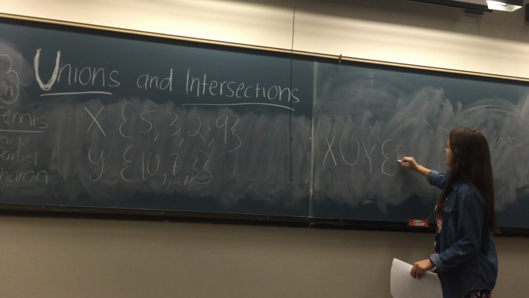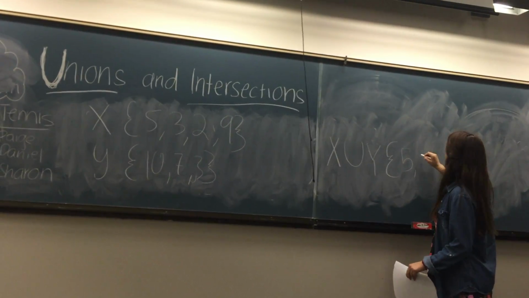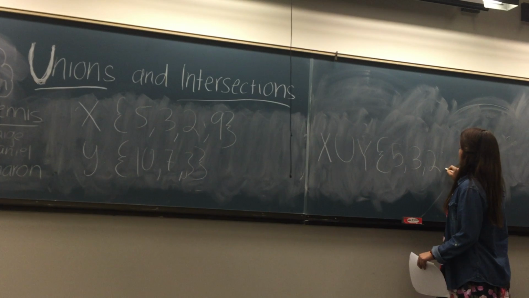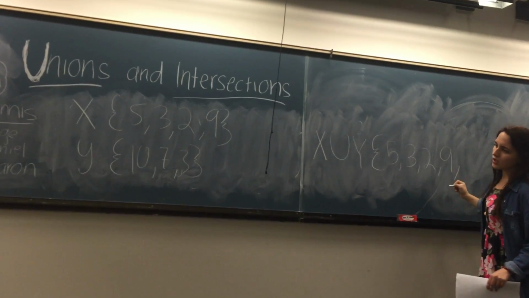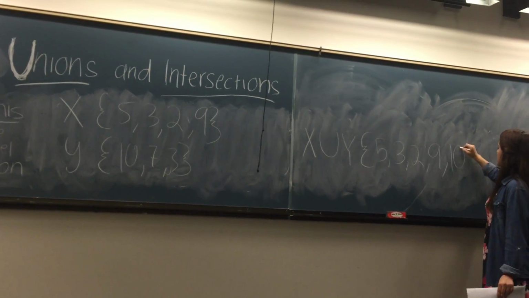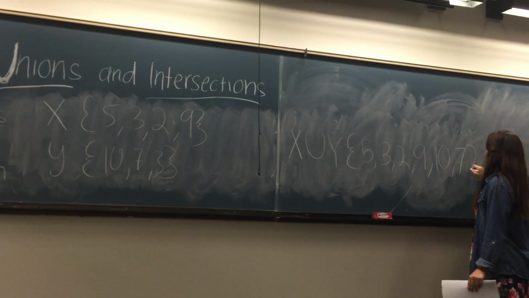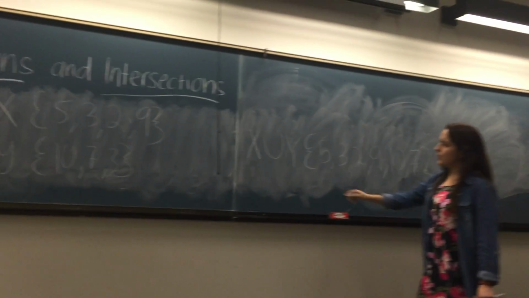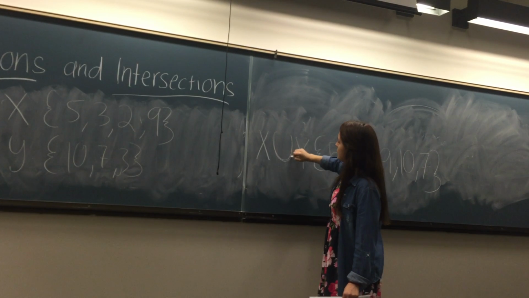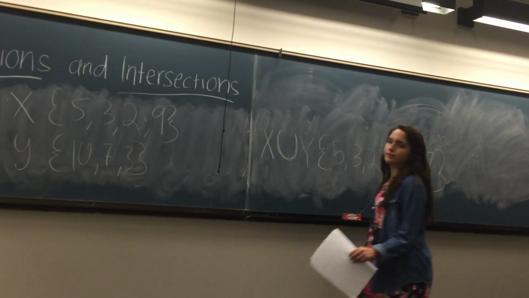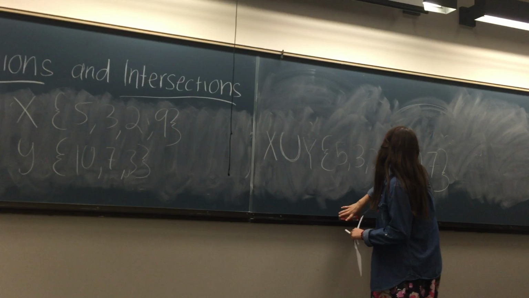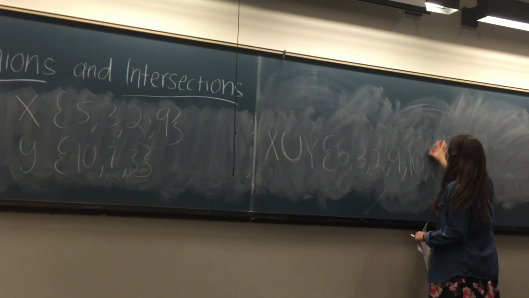That's right, it would be all numbers, 5, 3, 2, 9, 10, and 7. Remember, this is our symbol for union. Okay, so now does anyone have any questions?